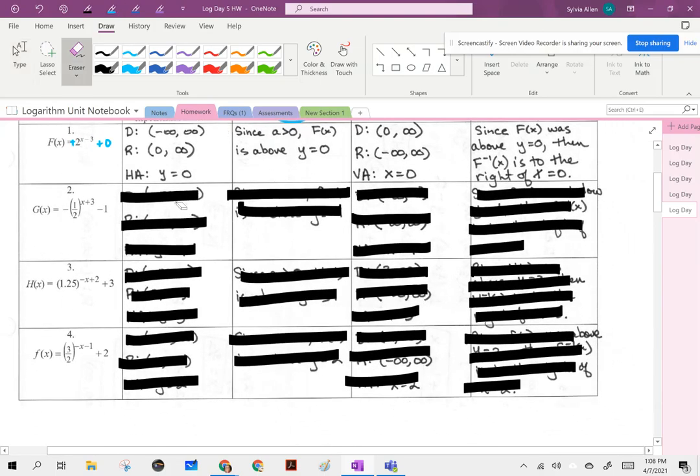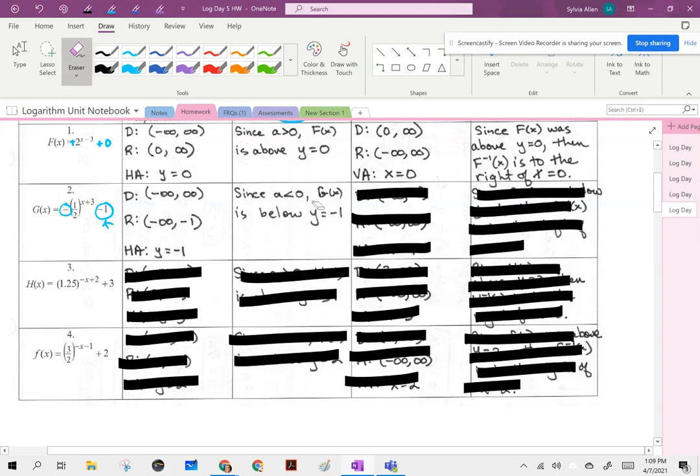Okay, so here we go. Here's our domain and range. And again, our horizontal asymptote is that -1. The fact that this is negative shows that it's below. So that's going to be negative infinity all the way up to -1. Since a is negative or less than 0, the graph is below y equals -1.